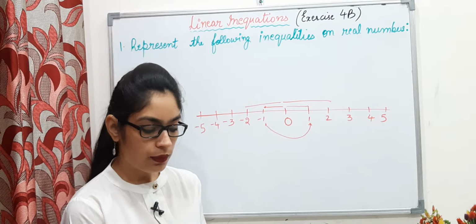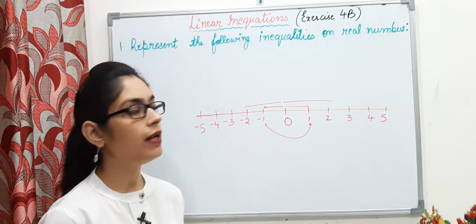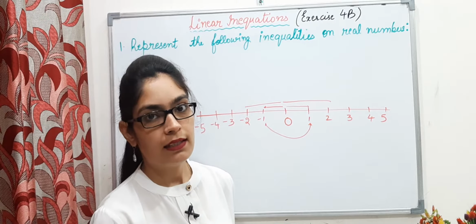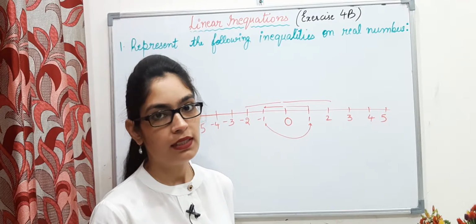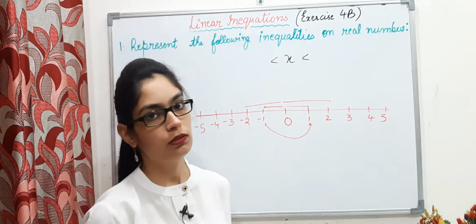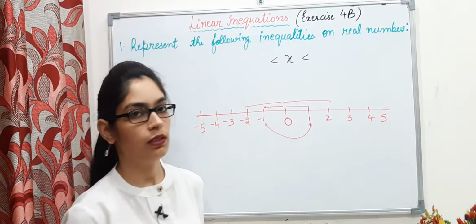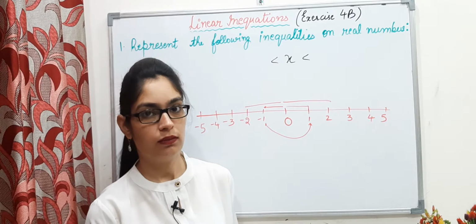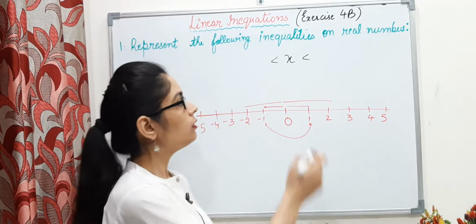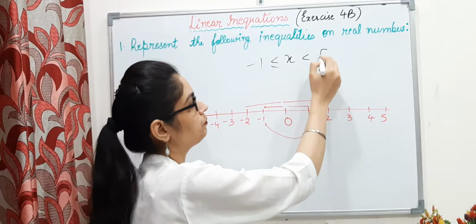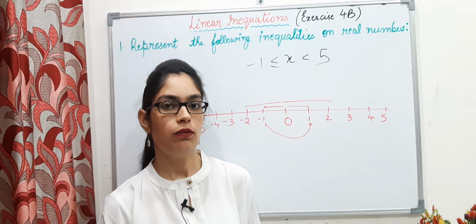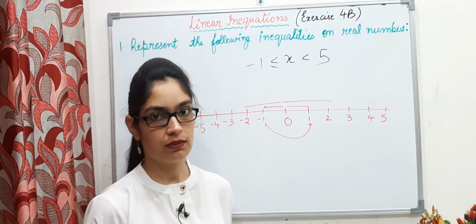Now, how to represent inequalities. Inequalities are not exact numbers, they may be less than or equal to, or more than or equal to, or more than, or less than. In the previous exercise also, in questions 11 and 12, two inequality signs were there and we were getting one solution set. If you haven't seen that video, I have shared the link in the description, you can check out the video of the previous exercise also.